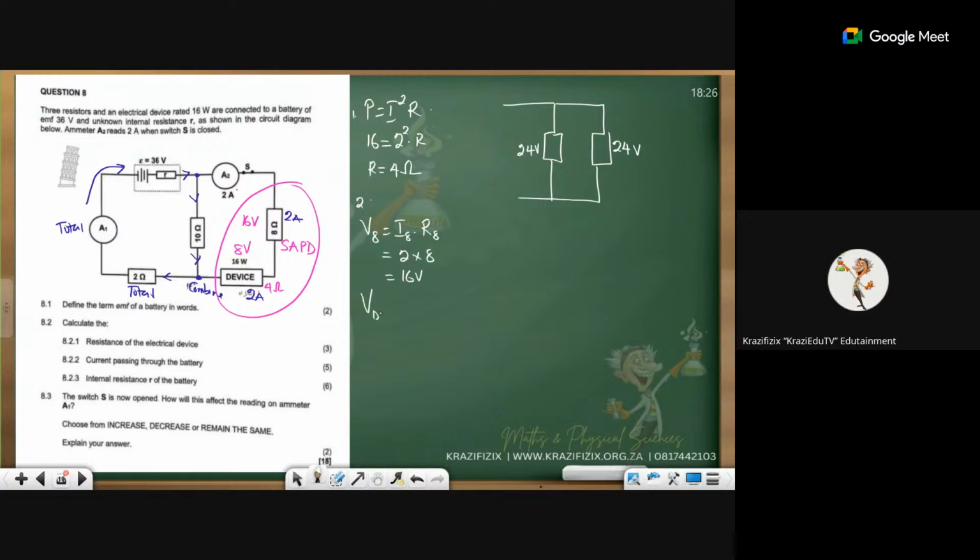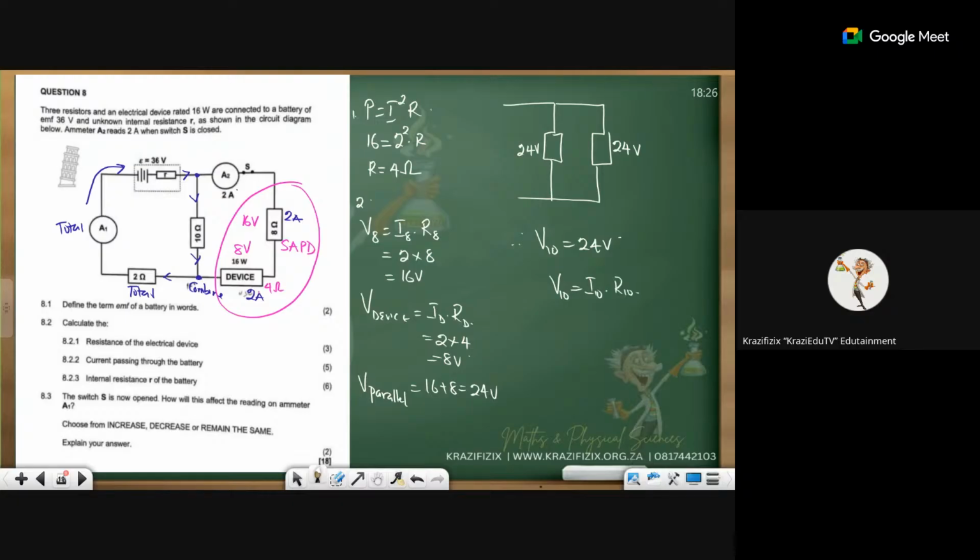Voltage in the device equals I device multiplied by R device. What's my I? 2 times 4, which is 8 volts. Total voltage V in the parallel is therefore 16 plus 8, which is 24 volts. Therefore, the V in the 10 ohms is also 24 volts. So V10 is I10 R10.